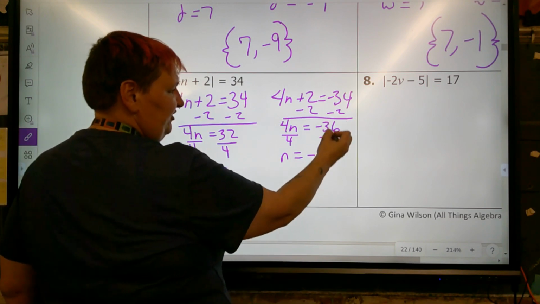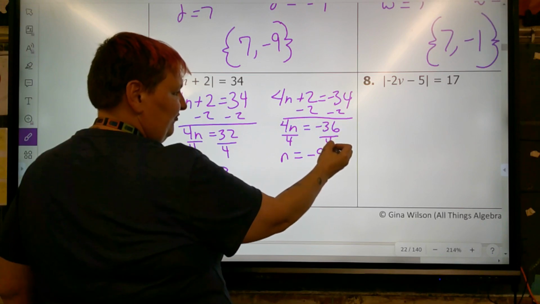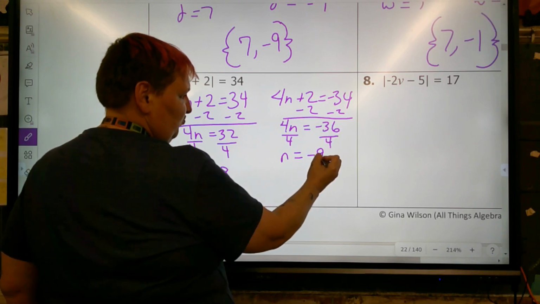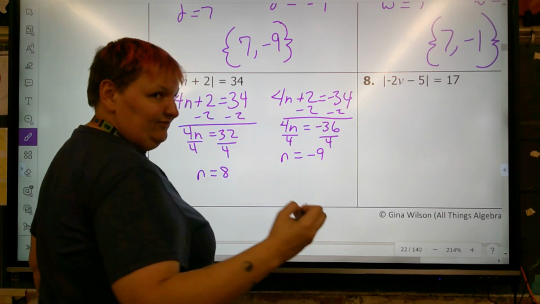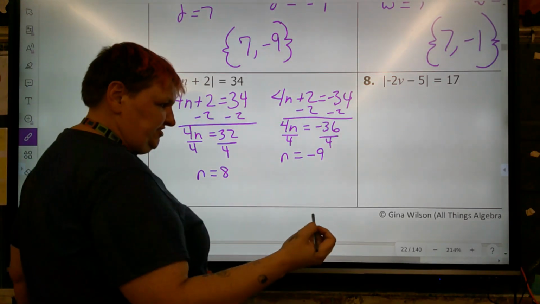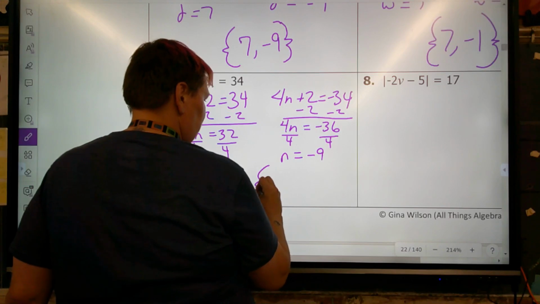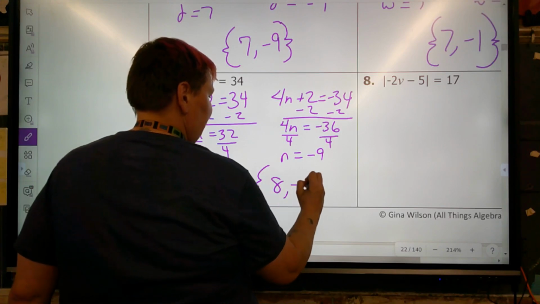Remember, if you don't remember your division, 36 divided by 4, ask yourself, 4 times what is 36? If you know your multiplication, you know your division, right? 8 or negative 9.